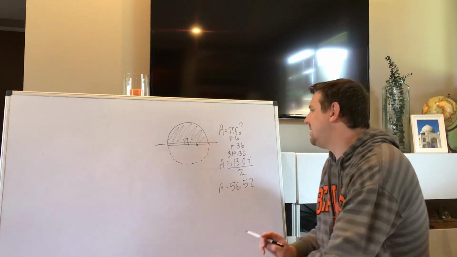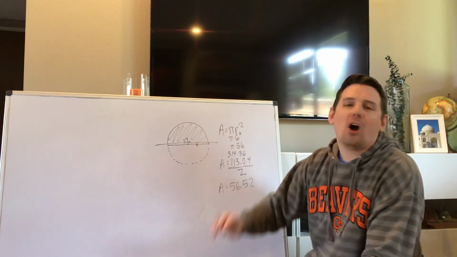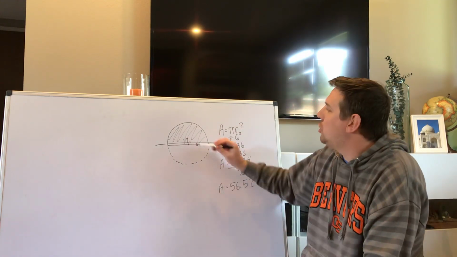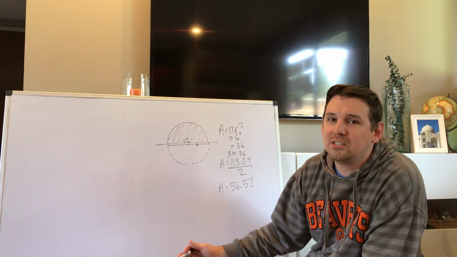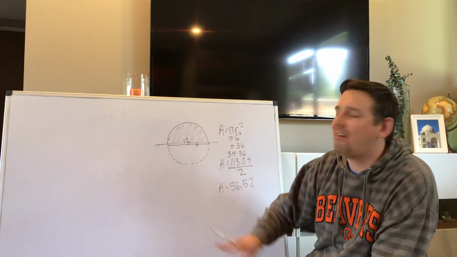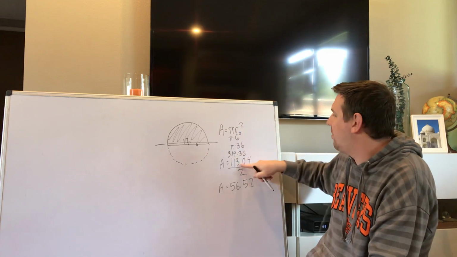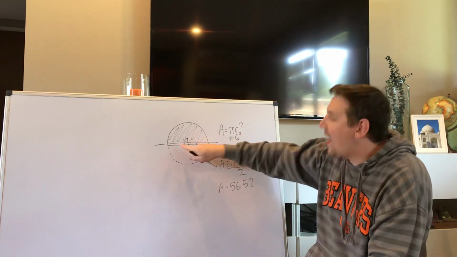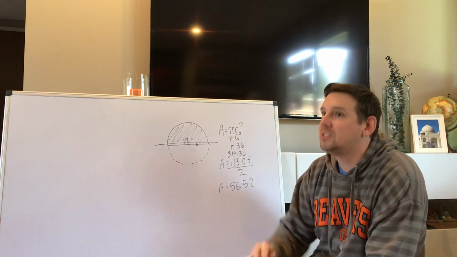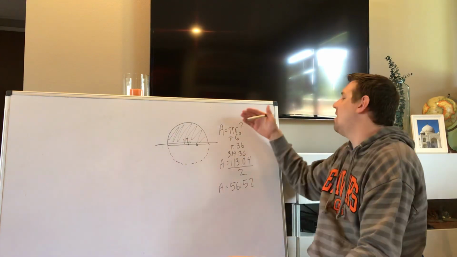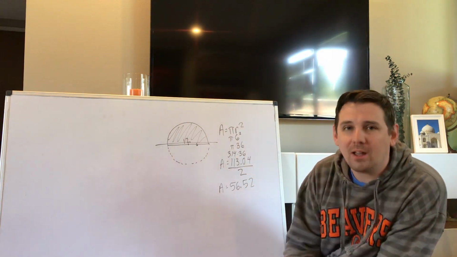Now, one of the mistakes kids make is they say, Mackey, I already took half of it. You took half of the diameter to find the radius. You didn't take half of the area of the circle. So some kids say, I already did take half, so this is my answer. You took half of the diameter to get the radius, you still need to take half of the area.